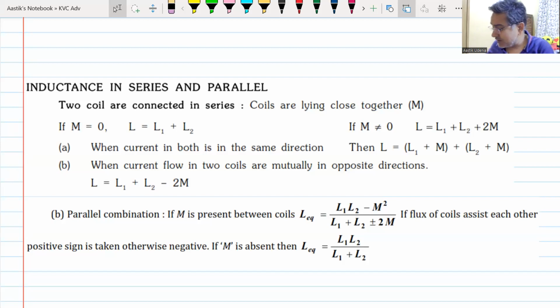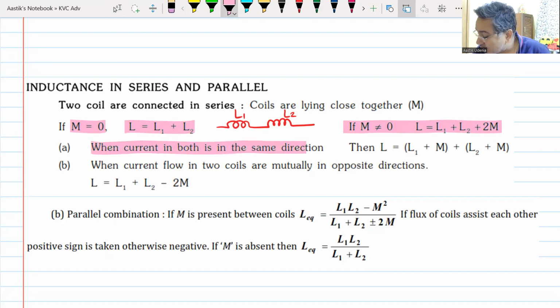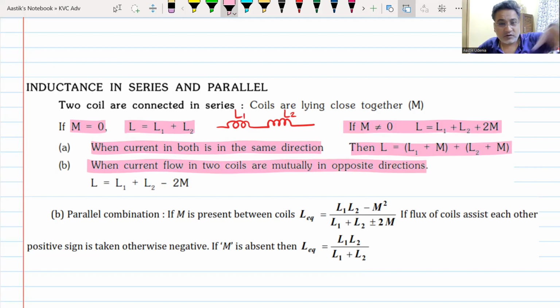Then comes the next heading, when you have 2 coils in series. Do you understand coils in series? Yes. If the coils are put like this, L1 and L2, then the coils are in series. If their mutual inductance is taken as 0, my dear friends, then their total inductance will be equal to L1 plus L2. But if the mutual inductance is not 0, and the coils carry current in the same direction, then the total inductance will become L1 plus L2 plus 2M. Do we understand this? Yes. If they carry current in mutually opposite directions, one coil has this and one coil has this, then it will be L1 plus L2 minus 2M. Do we understand this? Yes.